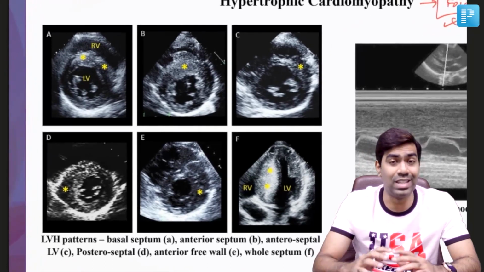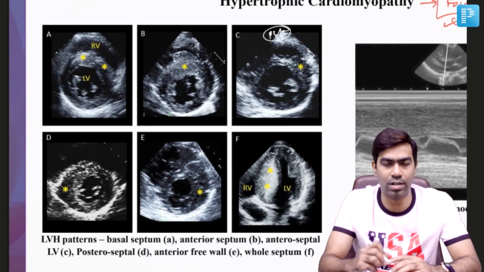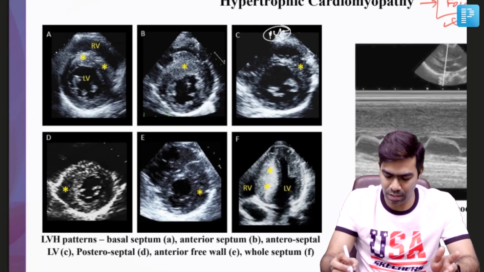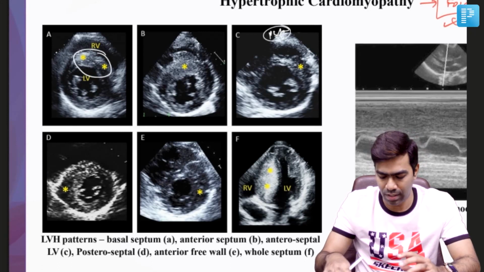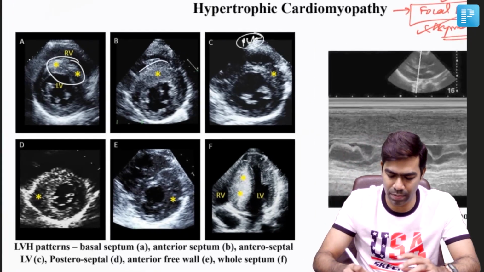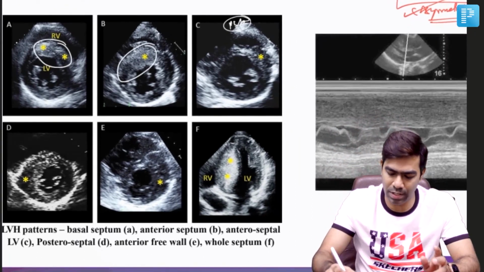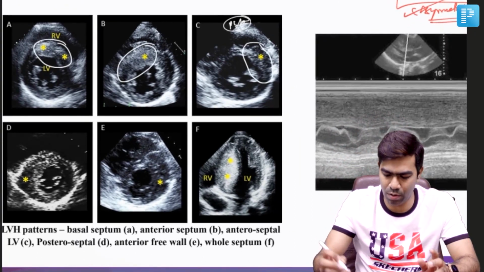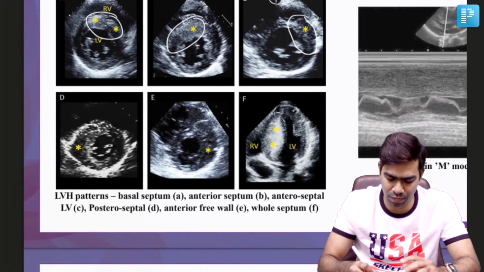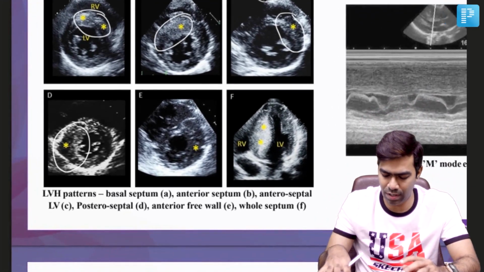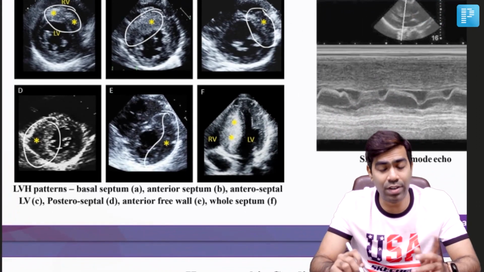So if you see this series of images from parasternal short axis, you have different areas. You can see the first patient did show a focal LVH in the basal septum, and this patient is showing a focal LV hypertrophy in the anterior septum, and this patient in the anteroseptal left ventricle, and this patient in the posteroseptal left ventricle, and this patient is showing a focal hypertrophy in the anterior free wall.